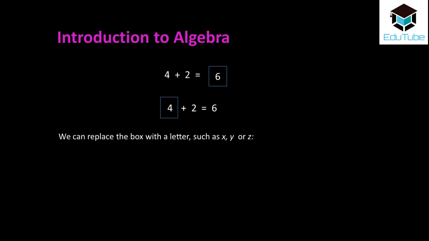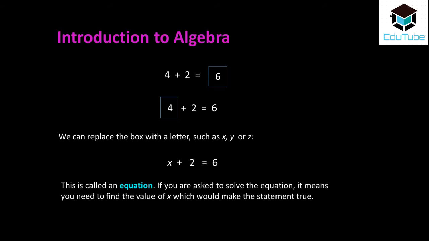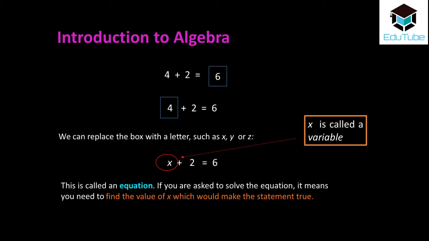But we could replace the box with a letter, such as X, Y, or Z. This is called an equation. If you are asked to solve the equation, it means you need to find the value of X, which would make the statement true. We call X a variable. We have already figured out that X must be equal to 4, but we will go through it step by step so that you know how to approach a question like this.